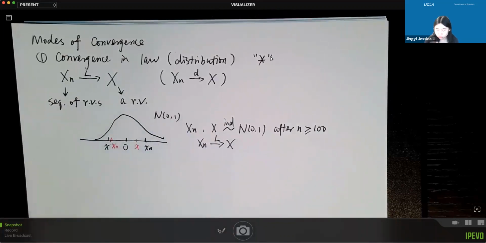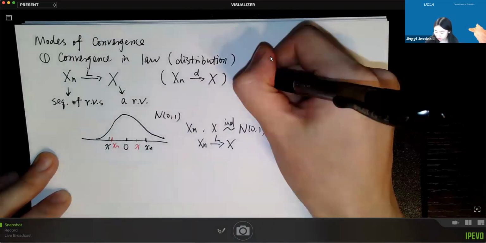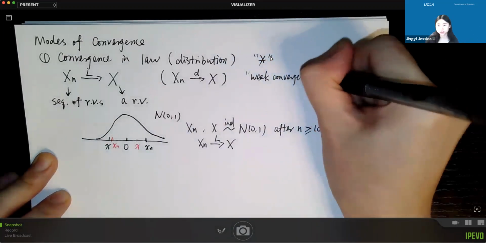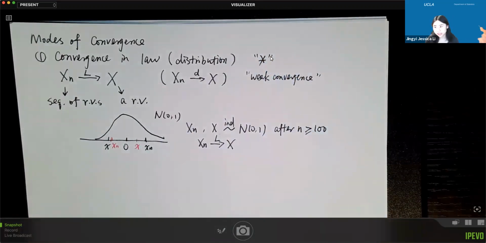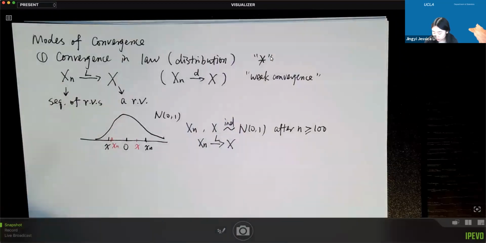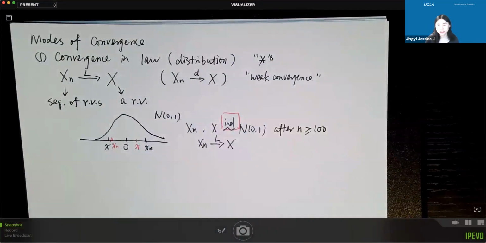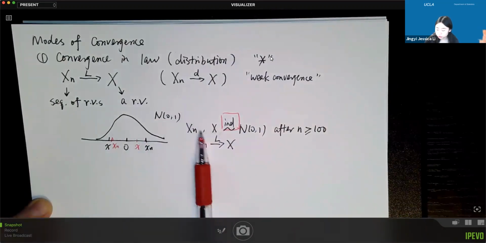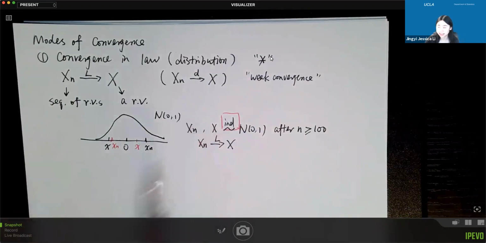And in statistics, we also have another way to call this. We call this weak convergence. So when you see people talk about weak convergence, it's about convergence in law. And it's weak because there's no tie or no coupling of xn and x. They can be independent, but I just require them to have the same distribution. That's it. Another way to put it is that convergence in law is about the marginal distribution of xn and x, but it has nothing to do with the joint distribution between xn and x.